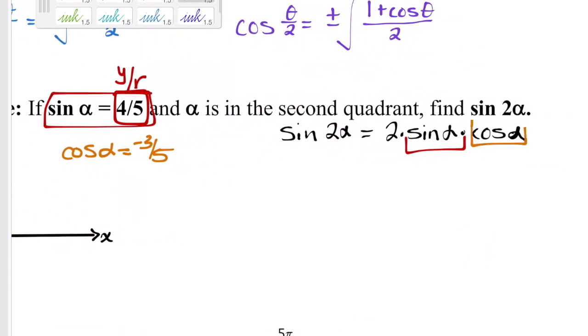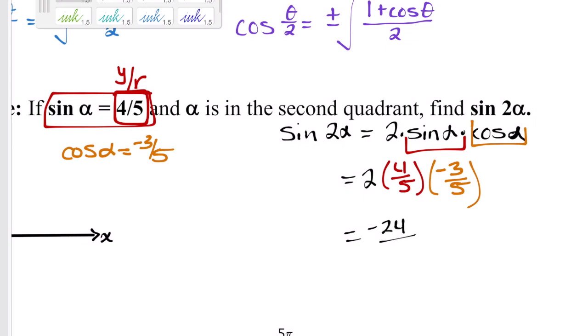Now that I have all of that in, I can plug it in. So this is equal to 2 times 4 over 5, which was sine of alpha, times my cosine of alpha, which we found was negative 3 over 5. Multiplying all of that together, we end up with negative 24 over 25. So you could think this is 2 over 1. So 2 times the 4 times the negative 3 will end up getting us negative 24. And the 5 times the 5 will give us 25. And we're done. Not too crazy.